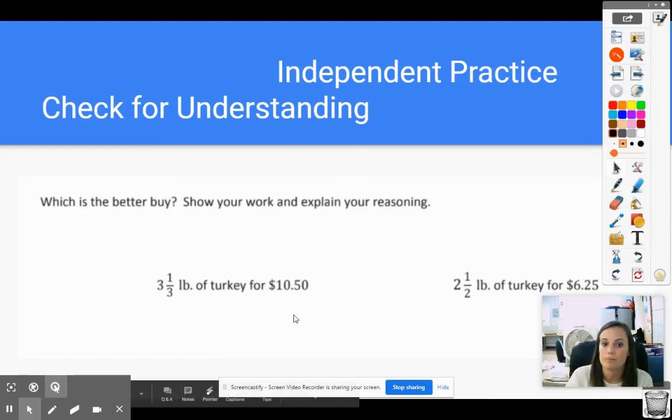If we're wanting a better buy question, cost per pound of turkey, I would want to find the unit rate on both of these. So 10.50 divided by 3 1/3, write that down. 6.25 divided by 2 1/2, write that down, and then see which one is the cheapest of the two.